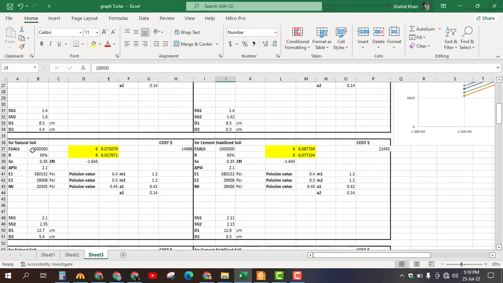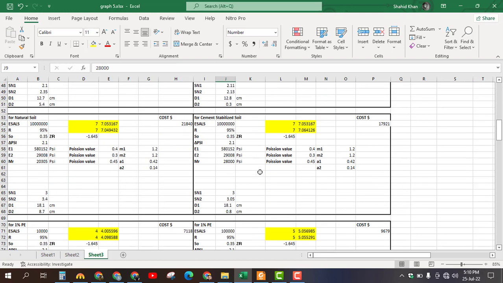Similarly, these values for the natural soil are for 10 power 6, and then 10 power 7. So this is the natural and cement stabilized soil cost comparison.